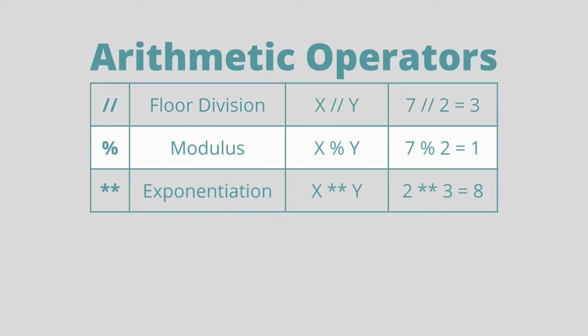The next one is the modulus. We use this operator to find the remainder when the first number is divided by the second one. You can use the percentage symbol to initiate this operator in Python.